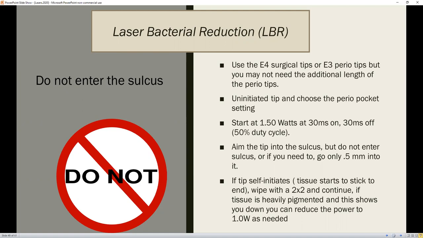If the tip self-initiates, now you're using an uninitiated tip, if the tip self-initiates, that means the tissue starts to stick to the end. You're seeing smoke, okay? It's actually cutting tissue. You want to wipe the tip with a 2x2 wet gauze, and then you can continue. If the tissue is heavily pigmented, now remember, laser lights are attracted to pigments. So if the tissue's heavily pigmented, then you need to turn the machine wattage down just a little bit as well.